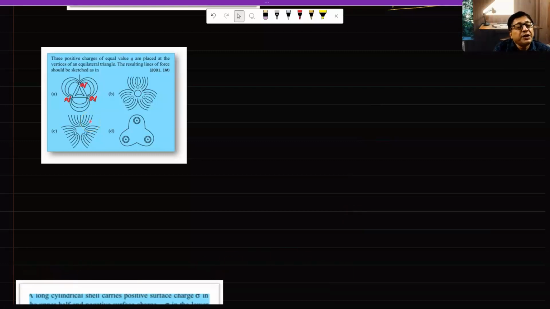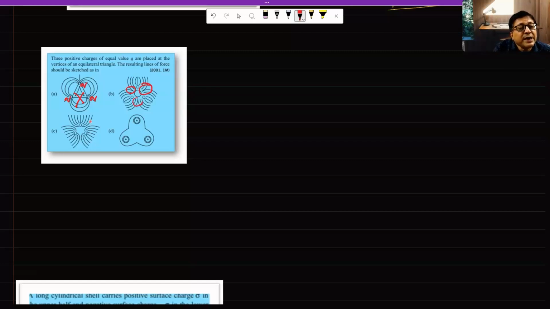Firstly, no direction is given. And it is shown that the line extends from this charge to this charge. Electric field cannot go from a positive charge to a positive charge. So this situation is impossible. Is this situation possible? No, you can see the lines of force have intersected.